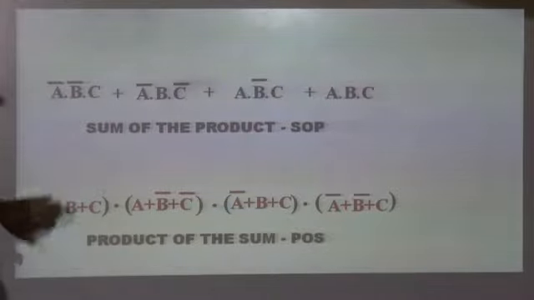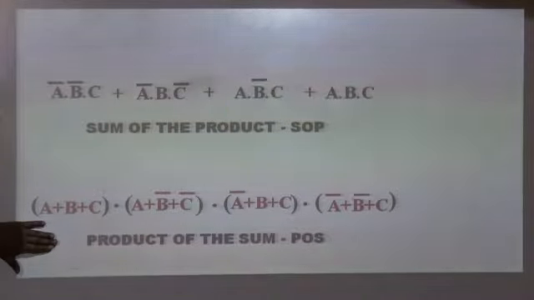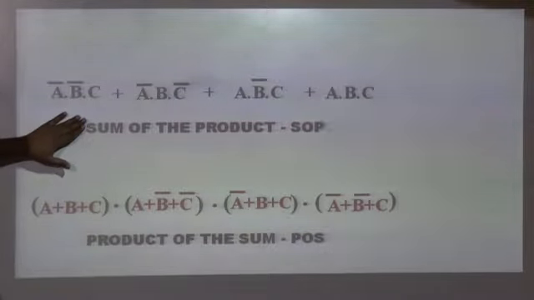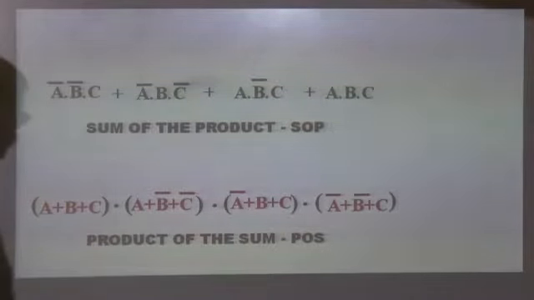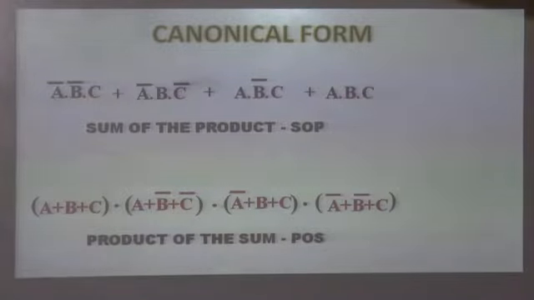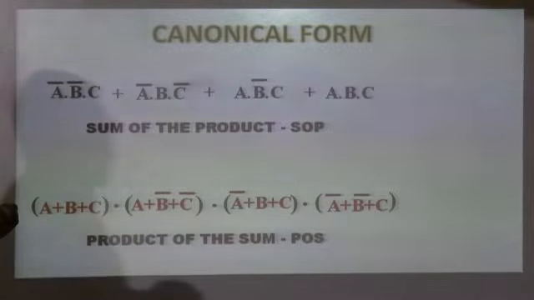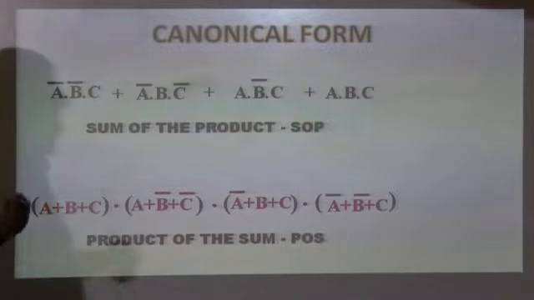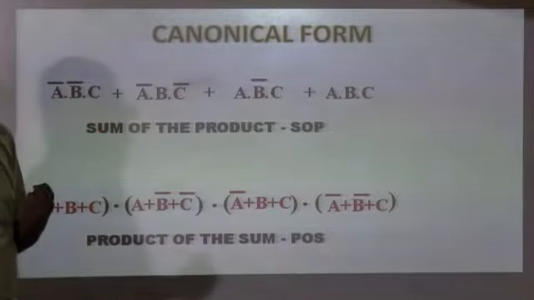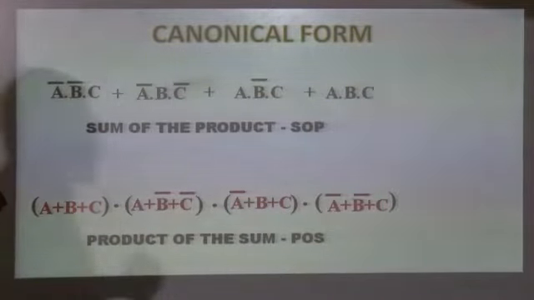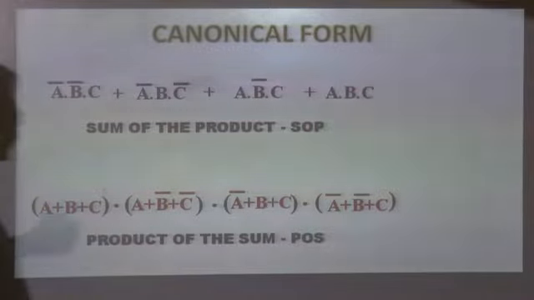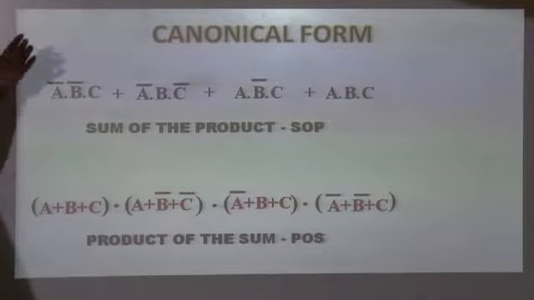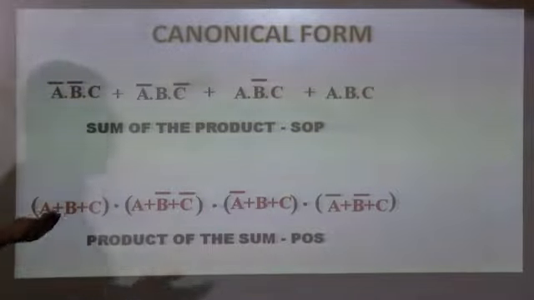SOP and POS, sum of the product and product of the sum. This way of writing down the expression in this form is called the canonical form. So in your question paper, sometimes you will get for the Boolean expression, write down the canonical form. Or after simplifying through K-map, you might be asked to write down the canonical form. So this is the canonical form. Clear? Now, one more form is there, that is called the cardinal form. Cardinal form we will deal in the next class.